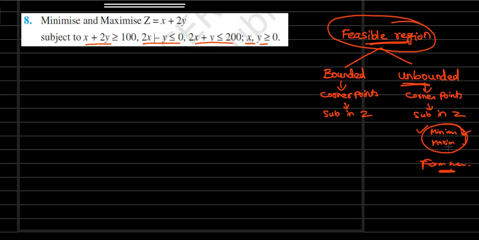In the same way, to confirm the maximum value, using z you have to form a new inequality. Then identify the solution space. If there is no common solution space between the feasible region and the new inequality, then the value we are getting is the maximum, and we can confirm it 100%. So this is the process. Now let's get started with the solution part for the given question.